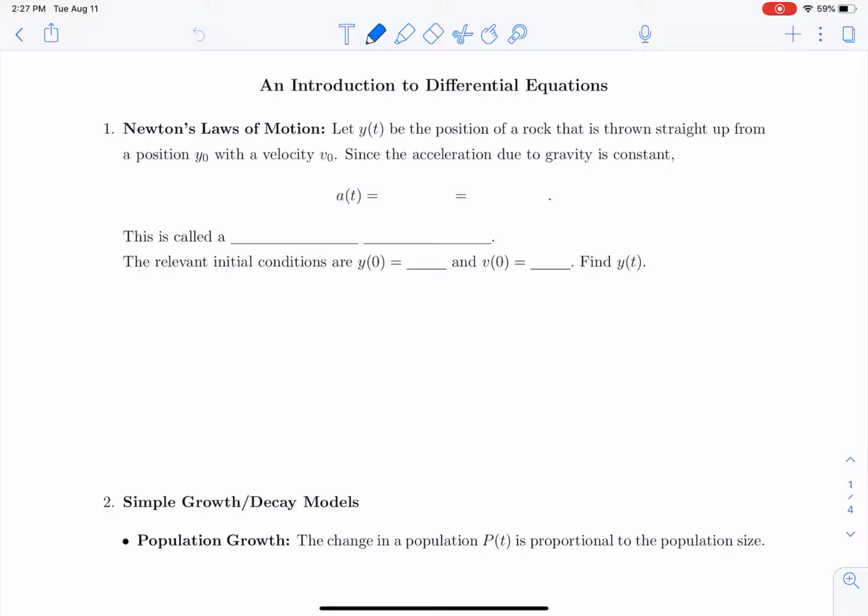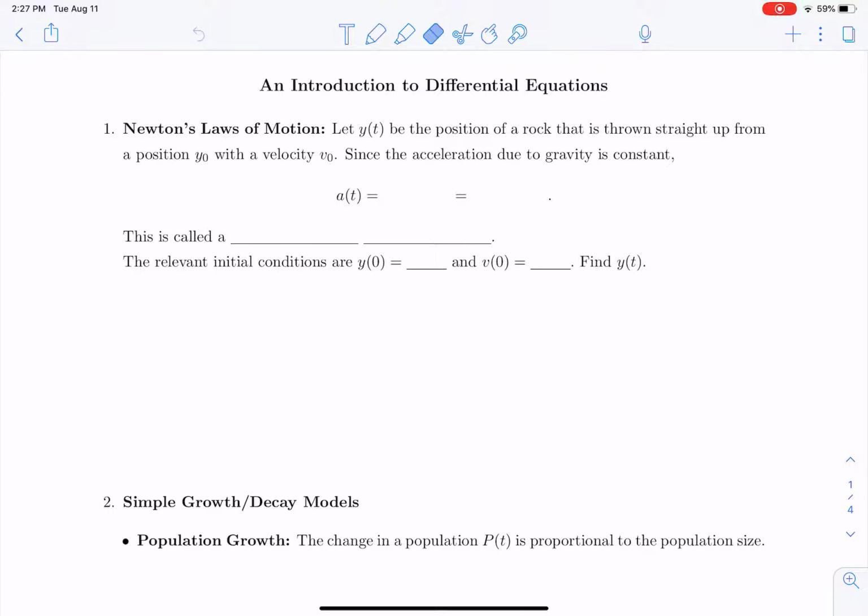All differential equations really come from mathematical models. They come from observations about the real world in which we're trying to understand how things change. And so we take those observations, which are in words, and we turn them into differential equations with symbols. So I'll start with something that's pretty simple, which is Newton's laws of motion.